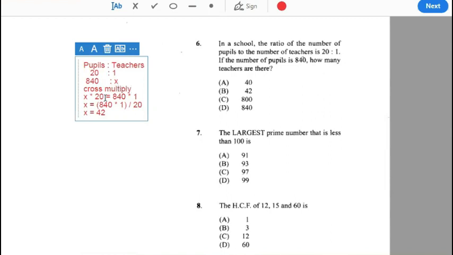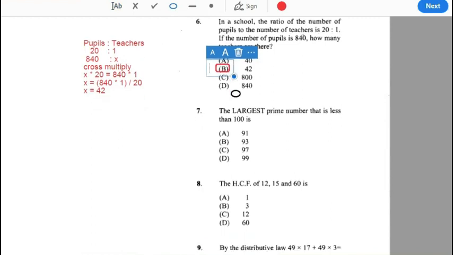So it's x times 20 is equal to 840 times 1, and we're solving for x. X is equal to 840 times 1 divided by 20. X is therefore equal to 42, and our answer is B.